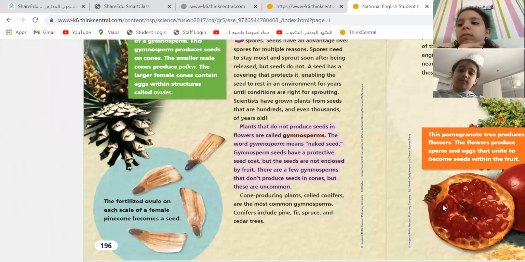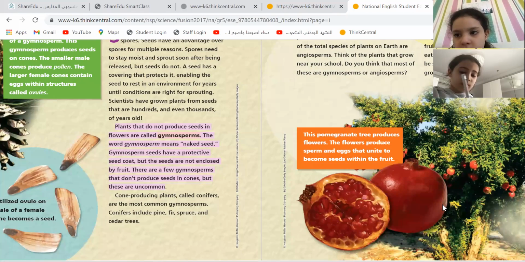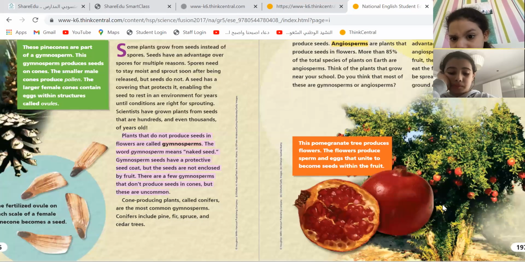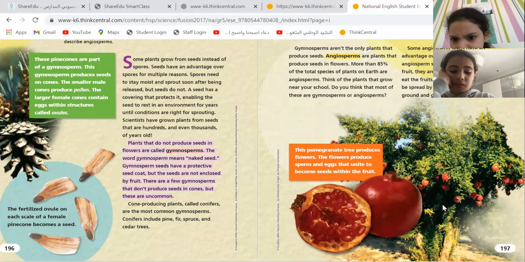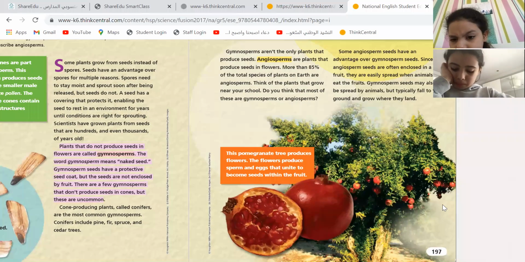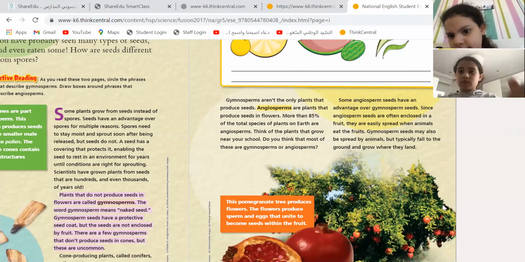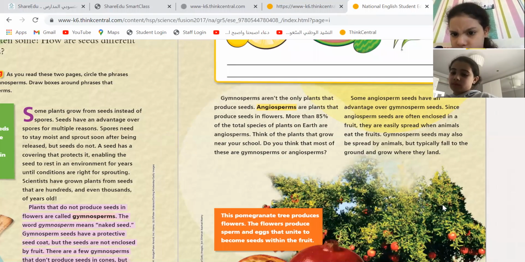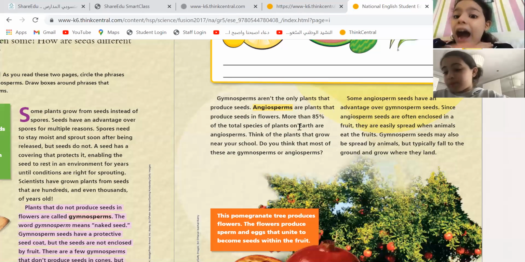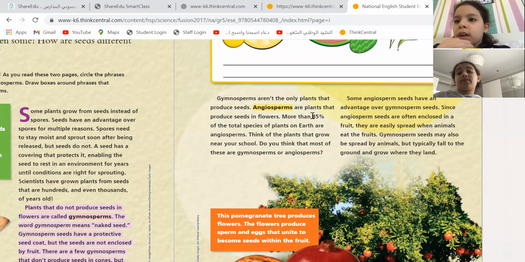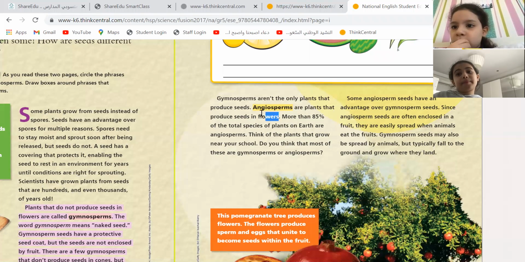We have another new word, the opposite. If gymnosperms are naked seeds, that don't come in a fruit or in a cone, so what is an angiosperm? What's an angiosperm? The plants that produce seeds and the flowers. Only plants that produce seeds. Really?